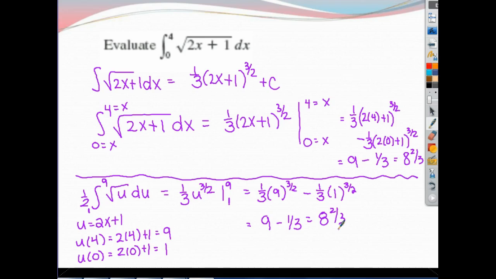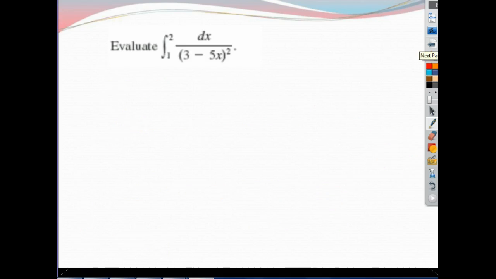Let's look at the next example. We have 1 to 2. We didn't already do this one, so you've got to do all the work for it. What's the inside function? 3 minus 5x. What's the derivative? -5 dx. Do I have a -5 anywhere over here? No, so I've got to divide by it.